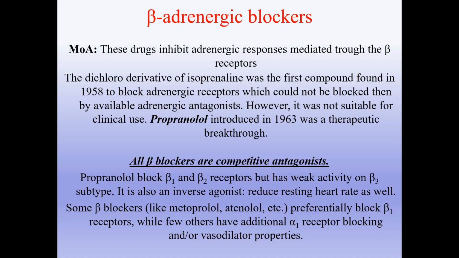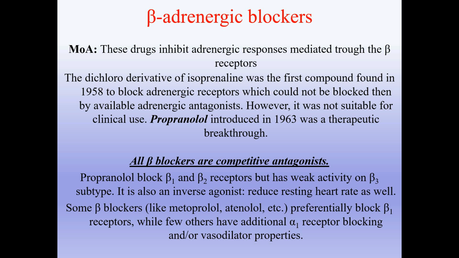Mechanism of action of beta-adrenergic blockers. These drugs inhibit adrenergic responses mediated through beta receptors. The dichloro derivative of isoprenaline was the first compound found in 1958 to block adrenergic receptors, which could not be blocked then by available adrenergic antagonists. However, it was not suitable for clinical use, and propranolol, introduced in 1963, was a therapeutic breakthrough. All beta blockers are competitive antagonists.